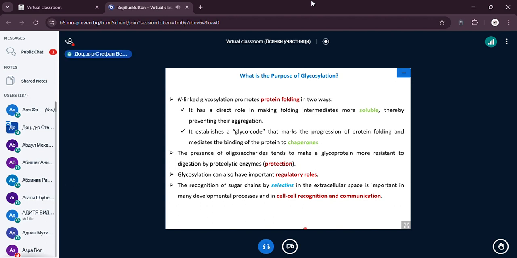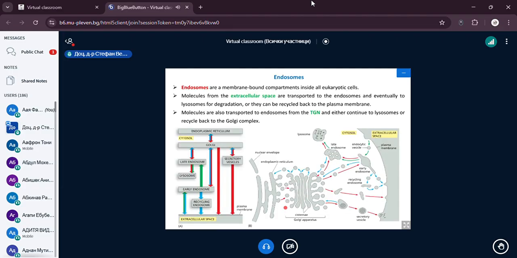So these are some of the purposes of glycosylation. Why glycosylation is so important, and why we have two organelles dealing with this process: the endoplasmic reticulum and the Golgi apparatus. So that's the structure of the Golgi apparatus. Do you have any questions about the Golgi apparatus and its functions?